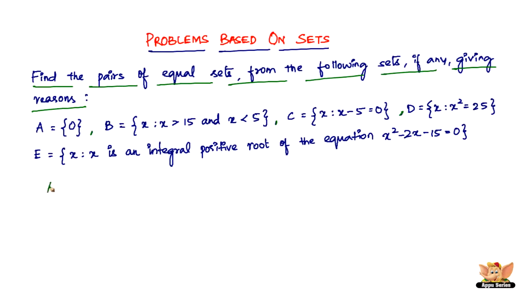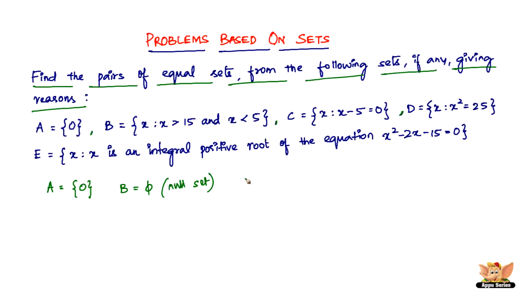So here it is, A equals {0}. Well, B equals what? x such that x is greater than 15 and x is less than 5. Well, how can that be? How can a number be greater than 15 and less than 5? It can be greater than 15 and less than 25, that makes sense. But greater than 15 and less than 5 definitely doesn't make sense. So it is definitely a null set, right? So we can symbolically write it as B equals the null set. So we haven't found any equal pairs of sets as of yet.